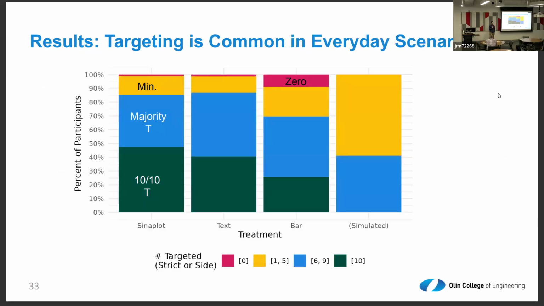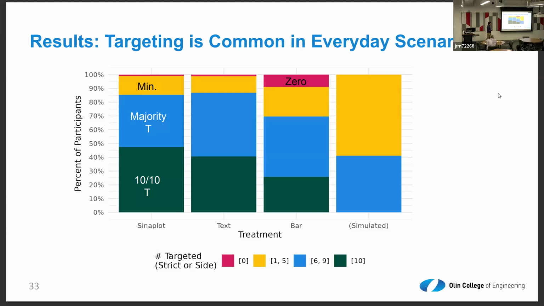Okay, so what does it actually look like given this coding of the data? One of the top level takeaways that I have is that targeting is actually pretty common in everyday scenarios. Let's unpack this graph. So here on the vertical axis, I'm showing you percentage of participants. So from 0 to 100, this is where we add up to everyone, but we are breaking down all of the participants in a particular treatment according to how many tasks they targeted on, how many they at least guessed in the correct direction, or maybe even got very, very close to the right answer.